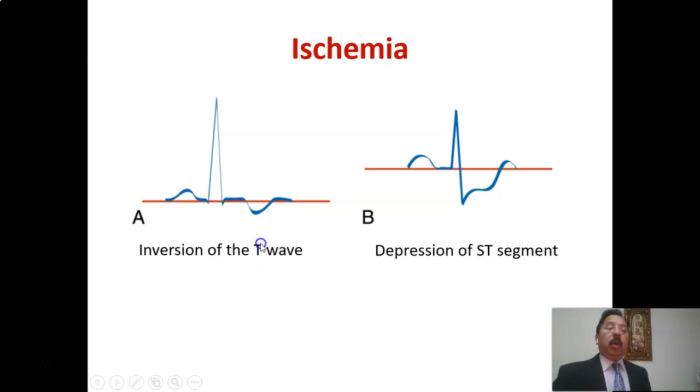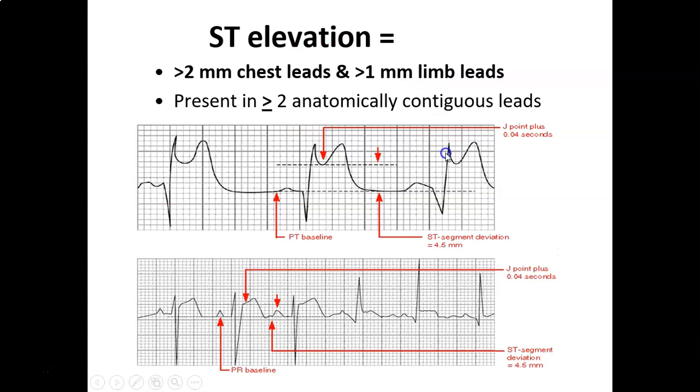Right. When you get T wave inversion or ST segment depression, we label it ischemia. But when we get ST segment elevation, we label it injury. So ST segment elevation, how much is significant? If it's more than 2 mm in the chest leads and more than 1 mm in the limb leads, it's in favor of injury. Injury means a very acute event has happened. And in clinical practice, we take the injury as fresh infarction.